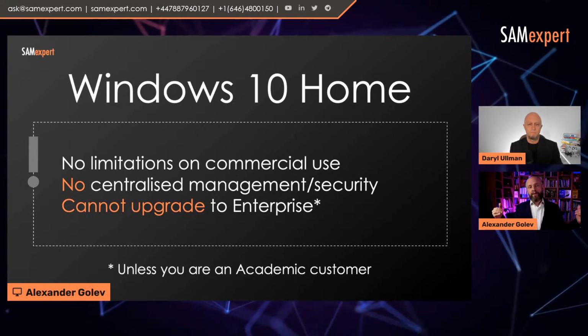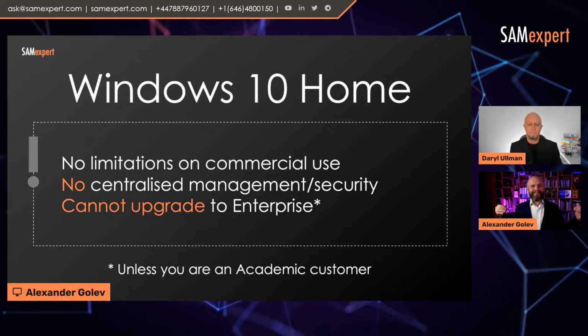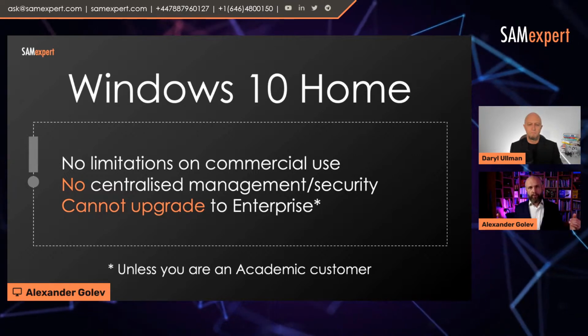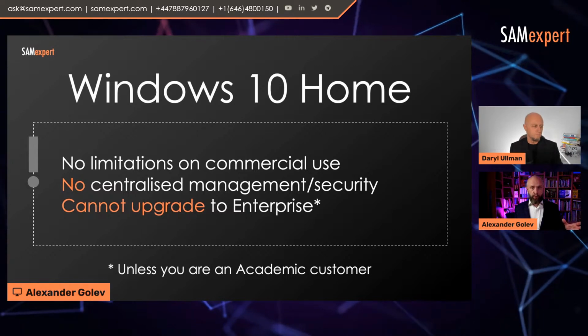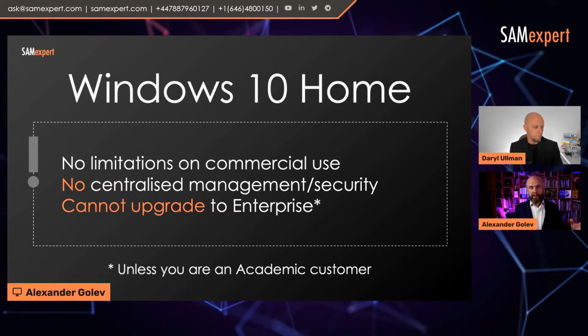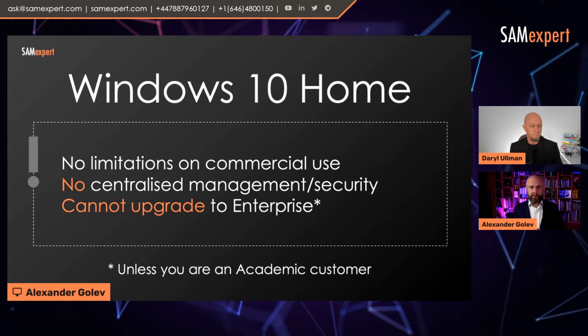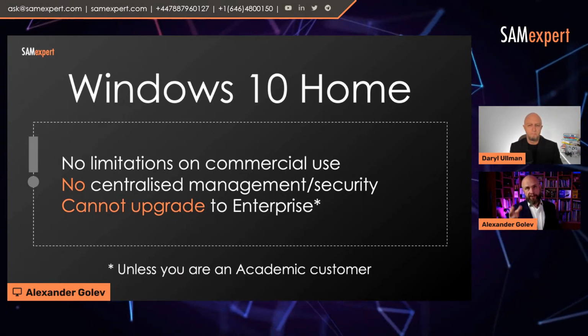So the smallest business-ready edition is Pro. Don't buy computers with Windows Home for business purposes unless you are a very small business or startup and you don't really need that centralized management. So at least consider Pro.